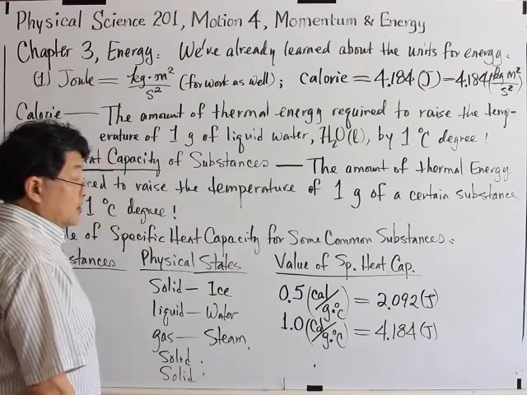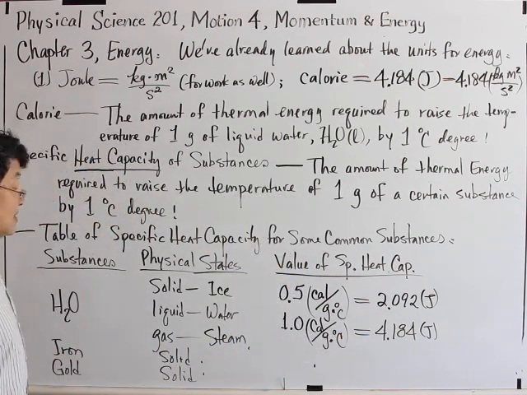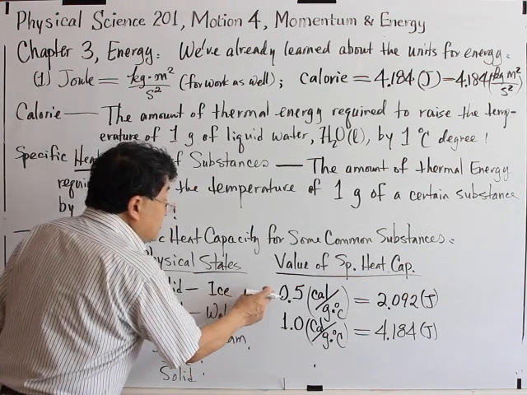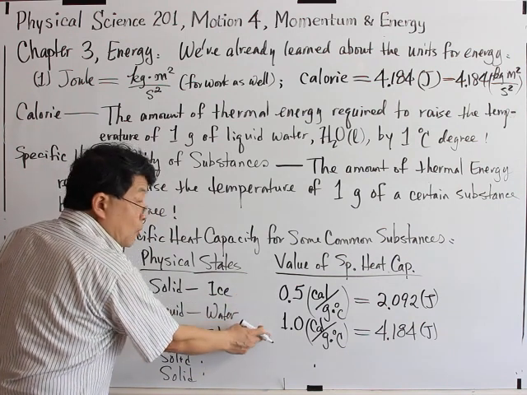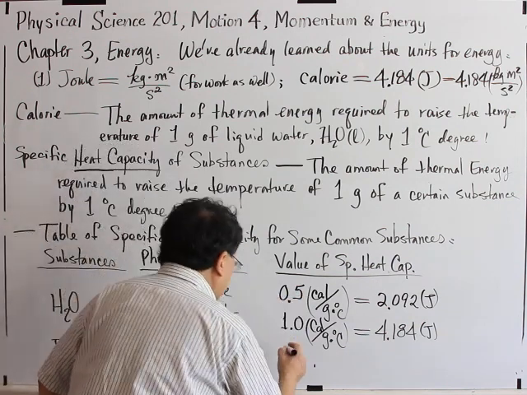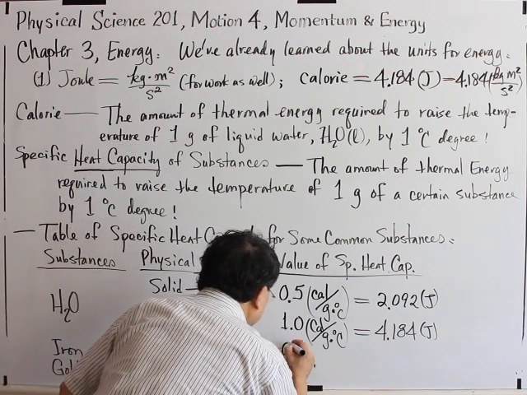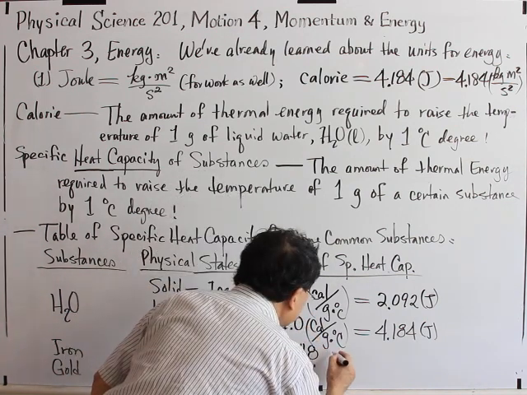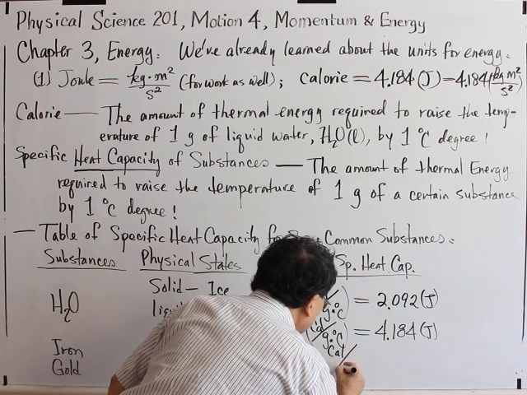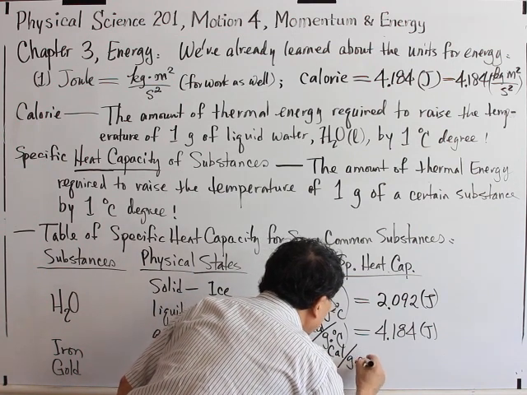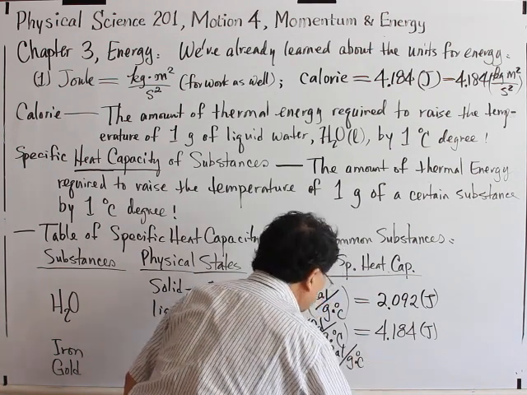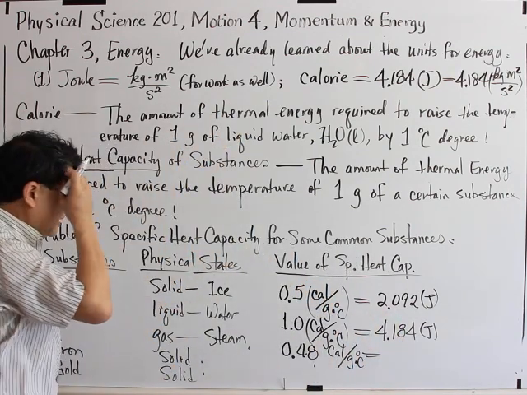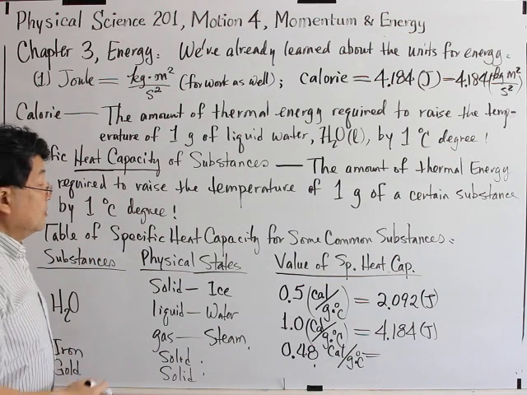All right, that makes it clear. Then what is gas? Gas is neither 0.5 nor 1. It is smaller than 0.5. The value for steam is 0.48, not 0.5. Same calorie per gram per degree, and now you find out the joule value, use your calculator, right? 0.48 times the 4.184. Now, that's the value in joule.